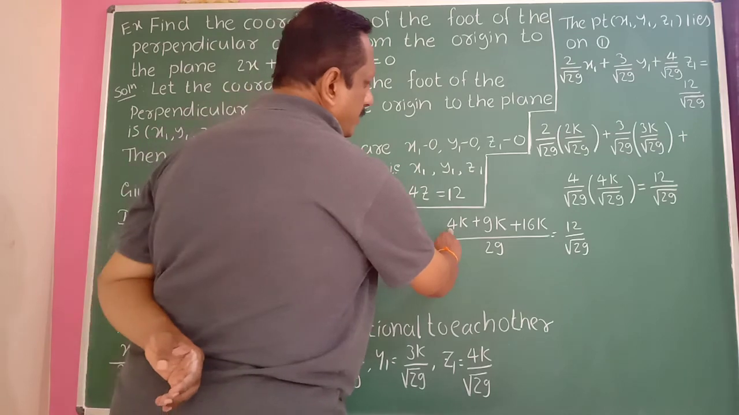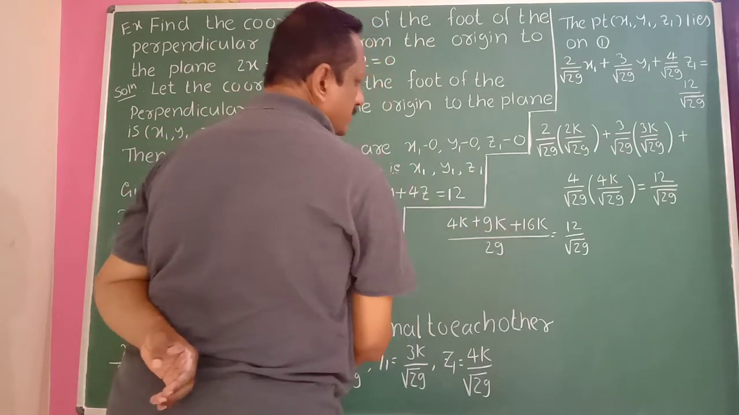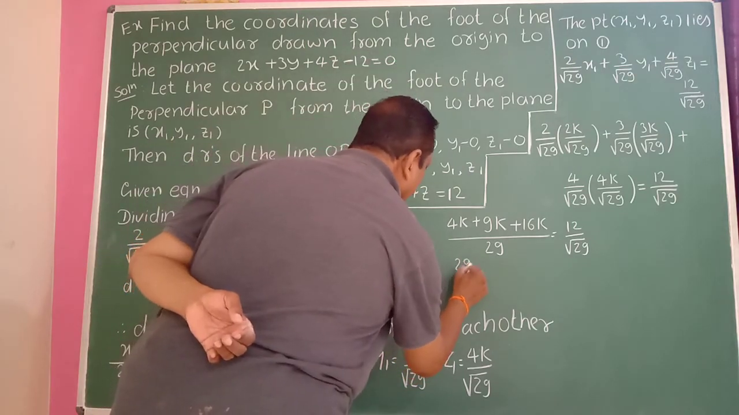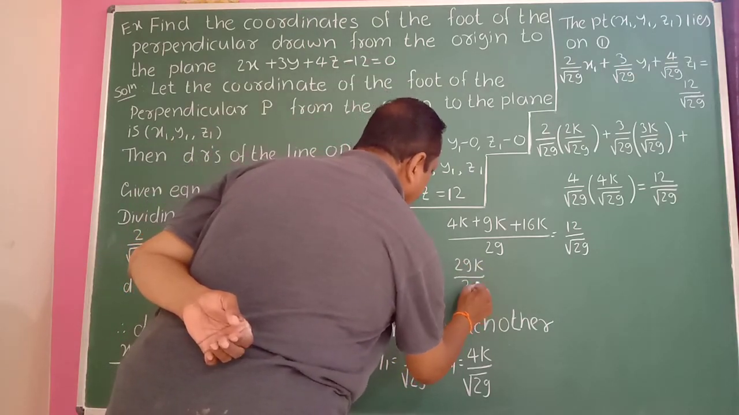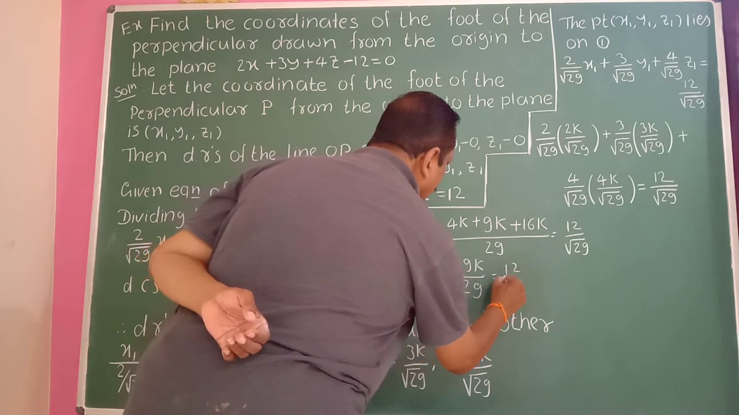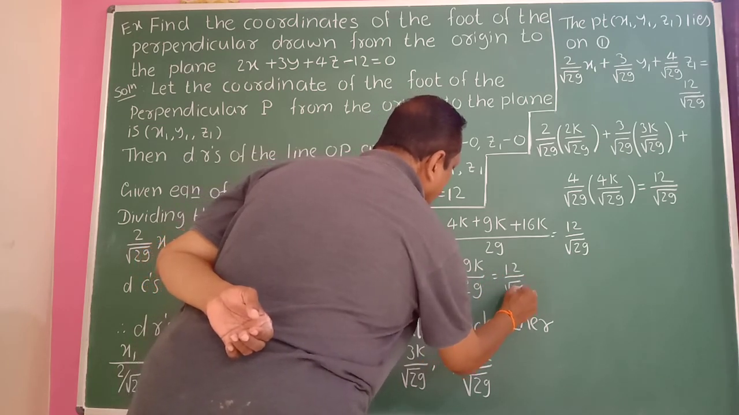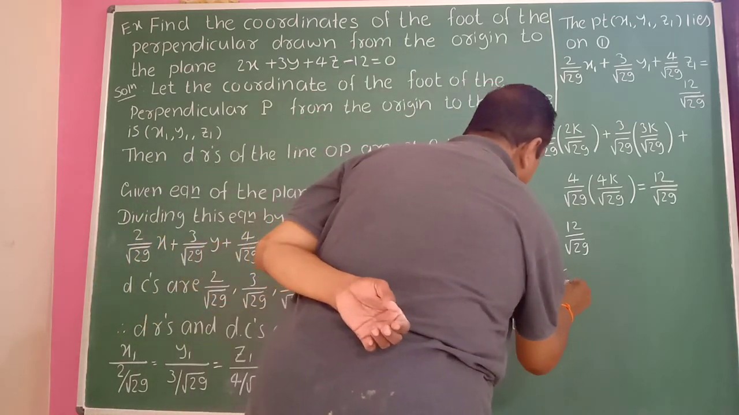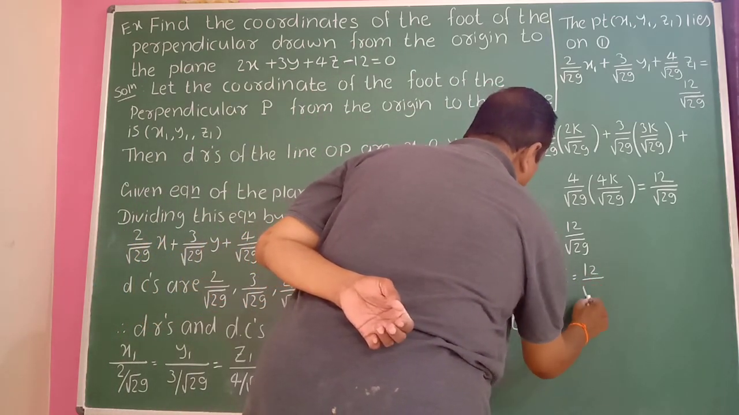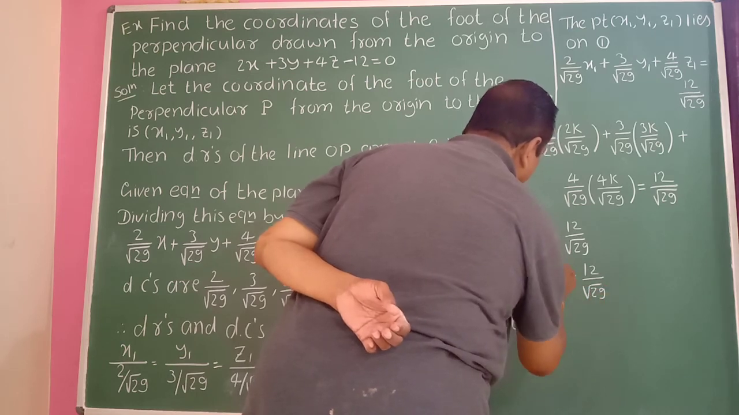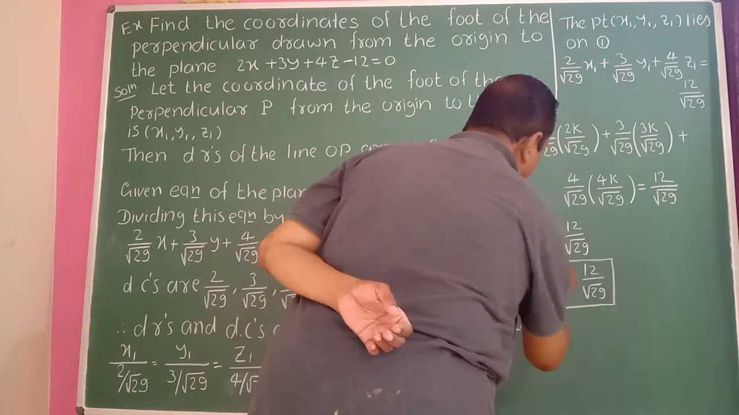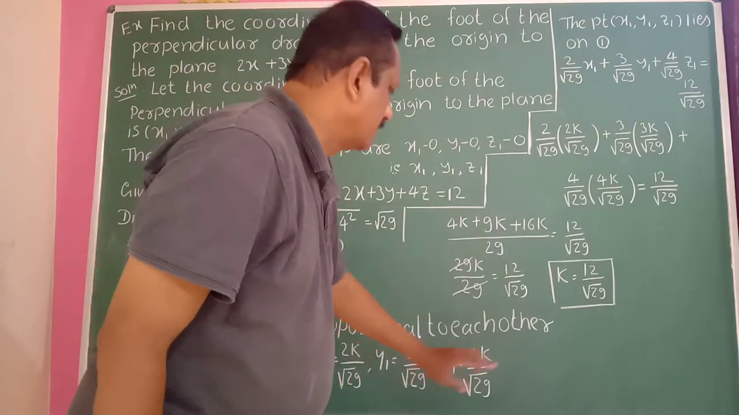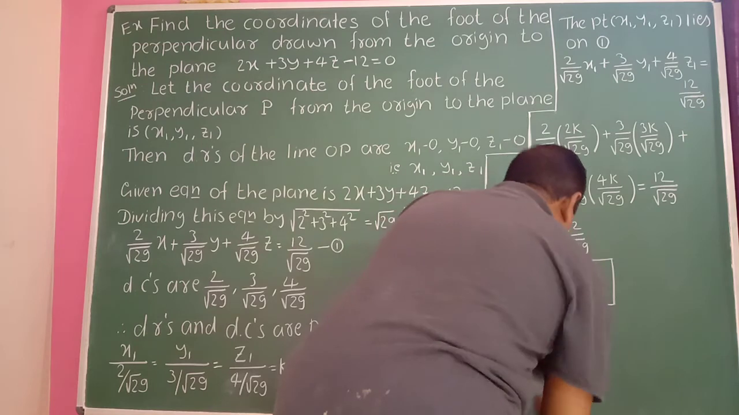Here 4 plus 9 plus 16 gives 29, so 29k divided by 29 is equal to 12 divided by root of 29. 29 cancels, so k is equal to 12 divided by root of 29. This is the k value. Use that k value here, replacing here. Therefore, the required foot of the perpendicular.